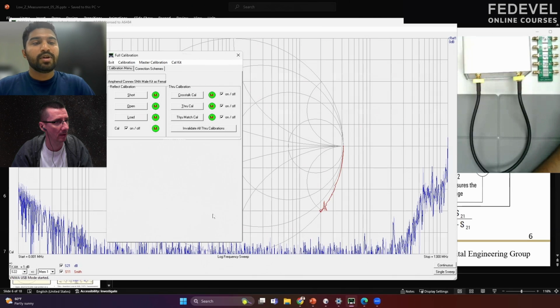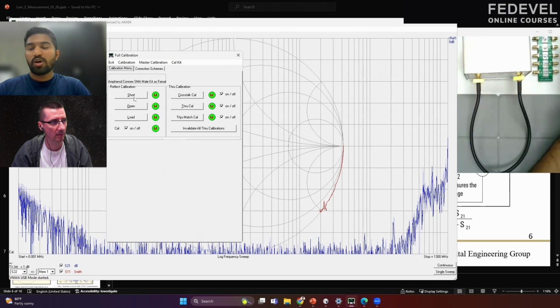So this window will appear when you want to calibrate the VNA, and these are the different calibrations that we'll have to go through. All the calibrations that you see now, it's already calibrated, and you see everything in green. To invalidate all those calibrations, I'll have to click on invalidate, and uncheck this box. And once I do that, I'll have to calibrate this again.